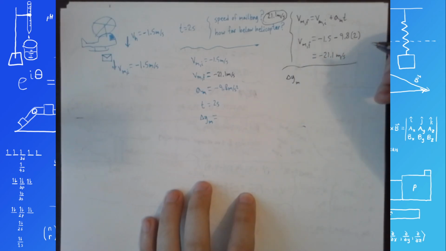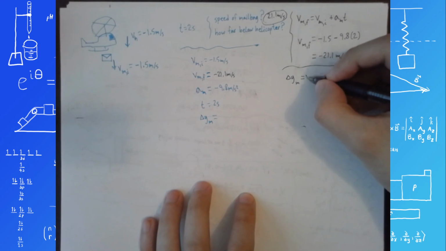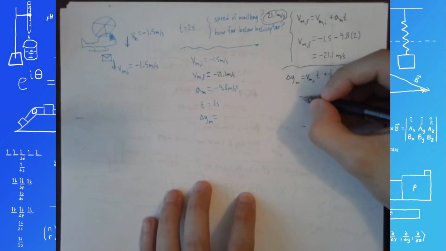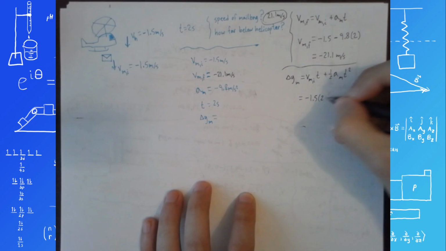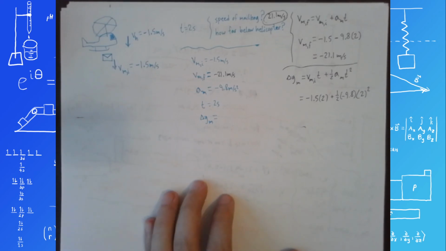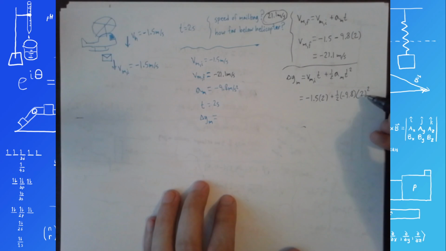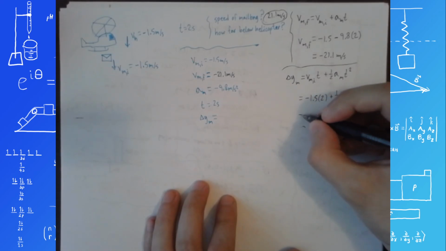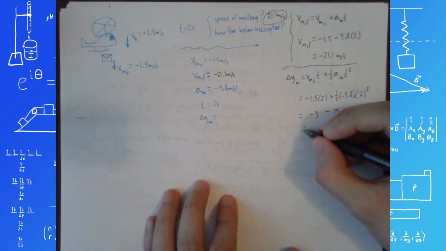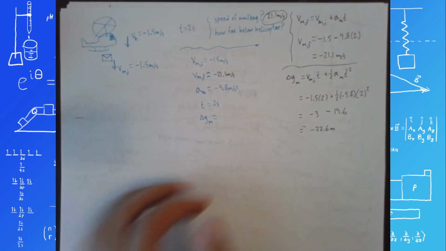Delta y of the mailbag, I'll just use the second equation here, equals v mailbag initial times t plus 1/2 the acceleration of the mailbag times t squared, equals negative 1.5 times 2 plus 1/2 negative 9.8 times 2 squared. Okay, so that's going to be negative 3 and then minus 4.9 times 4, that's minus 19.6. So minus 3 and minus 19.6 is negative 22.6 meters.